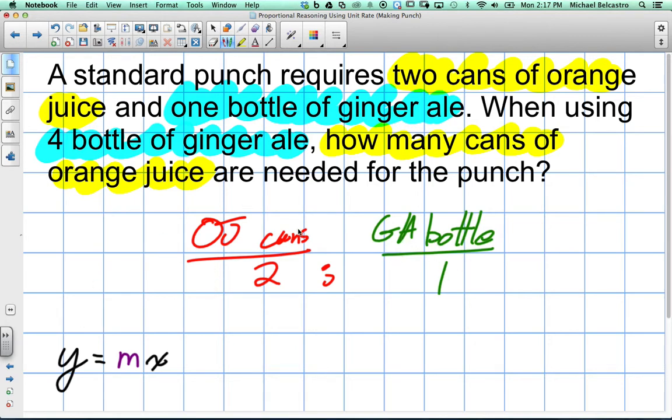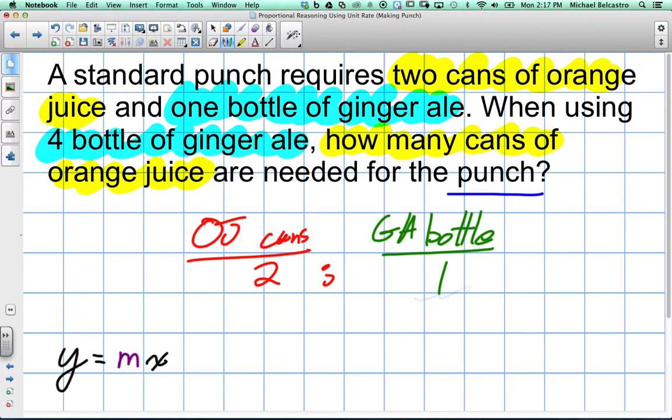We know it's direct because if I don't have any bottles of ginger ale and I only have a can of OJ, I don't have a punch, I have OJ. And vice versa. If I only have 1 bottle of ginger ale and no cans of OJ, well, I don't have a punch either. I have just ginger ale bottles. So in order to build a punch, I need some of both mixed together for it to be a punch. So we know this is a direct variation. If we have 0 of one, then there's 0 of the other.